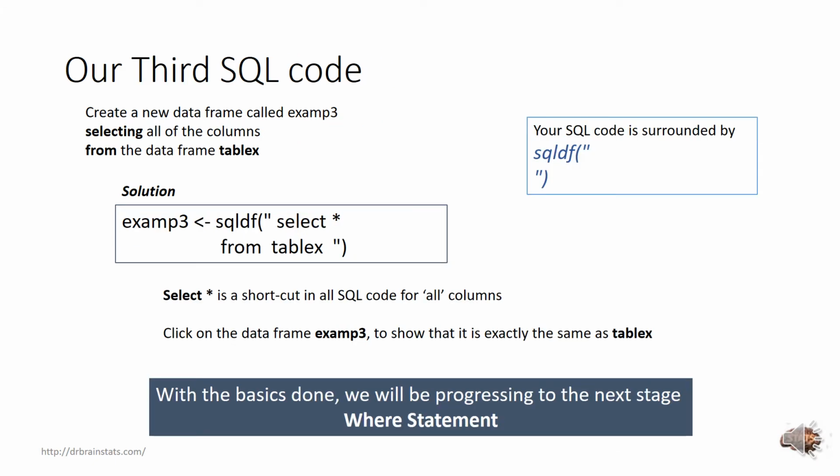In our next example, we want to select all of the columns from the data frame tablex. In this scenario, you're going to see that we don't need to write down every single column individually. We can use select star. This is a shortcut in all SQL code, which means all columns. So if you click on data frame example 3, it will show you exactly the same table as tablex. With the basics done, we will now progress to the next stage, the where statement.